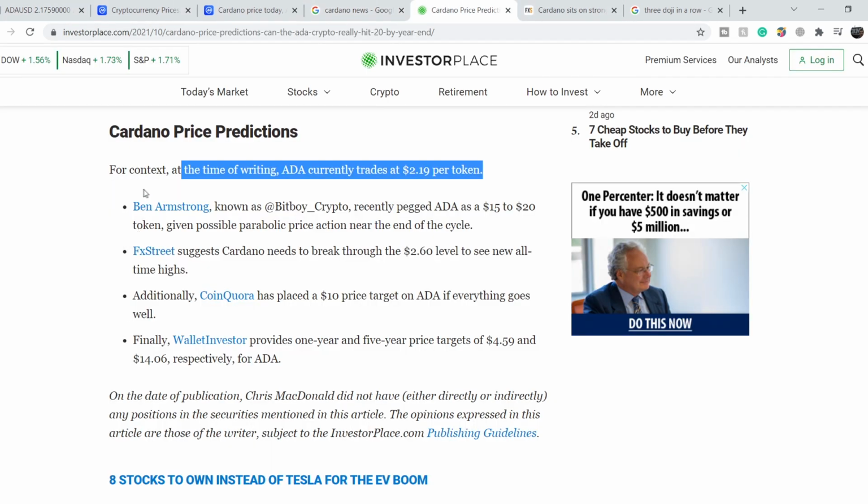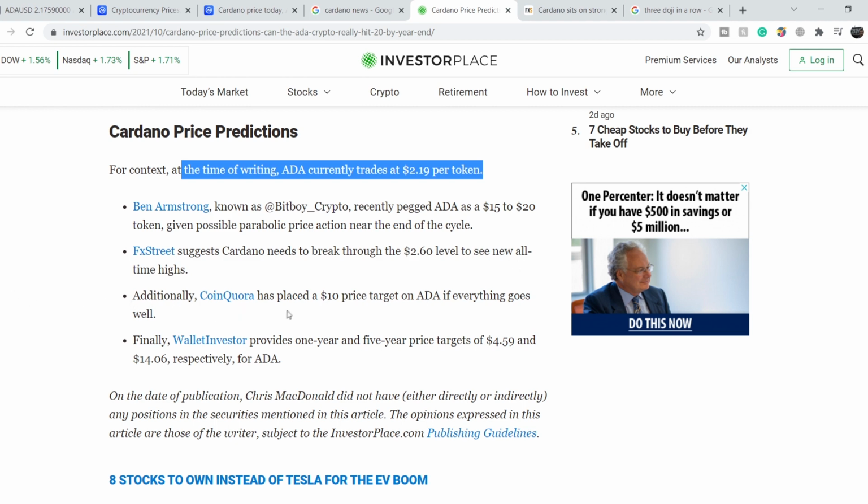And let me quote you this. Ben Armstrong, known as BitBoy Crypto, recently pledged ADA as a $15 to $20 token, given possible parabolic price action near the end of the cycle. FX Street suggests Cardano needs to break through the $2.6 level to see new all-time highs.